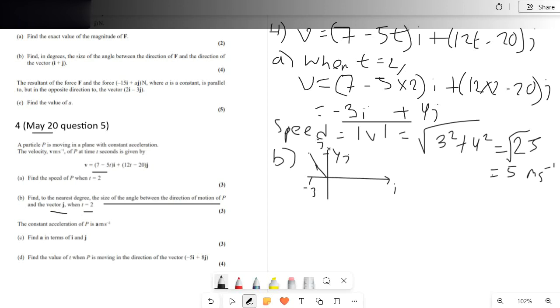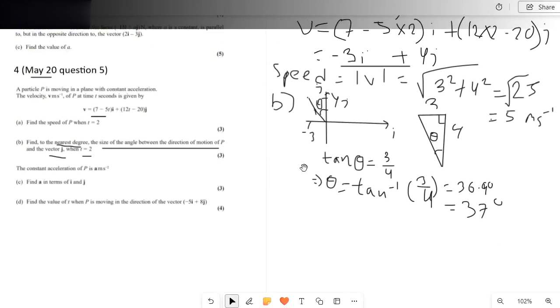Because this y-axis is j, we have to find out this angle, which is theta. So if you draw a perpendicular and construct a right angle triangle, we should have this side being 4 and this side being 3. And so if this is theta, we can say that tan theta is equal to opposite, which is 3, by adjacent, which is 4. So theta is equal to tan inverse of 3 by 4, which is 37 degrees.